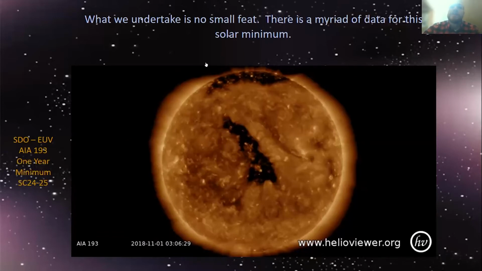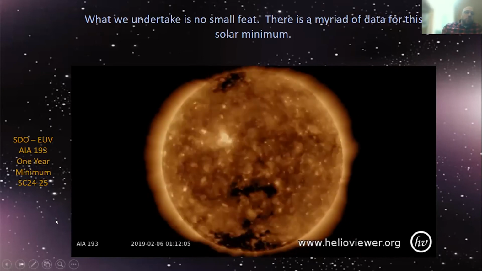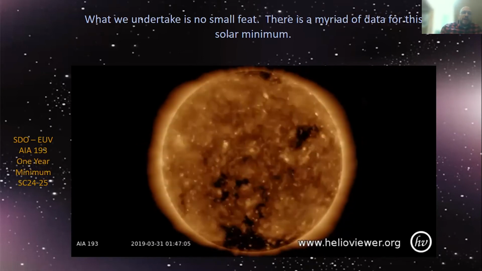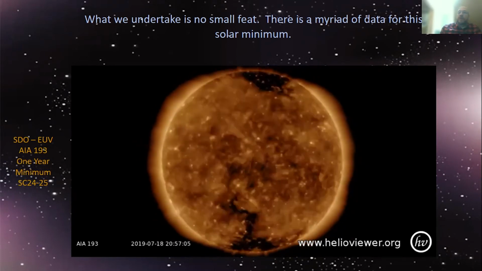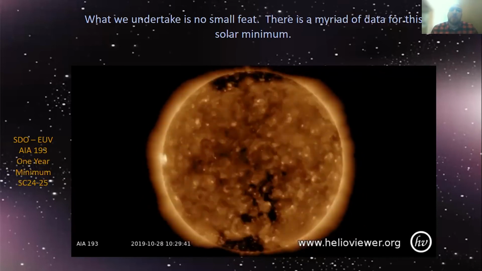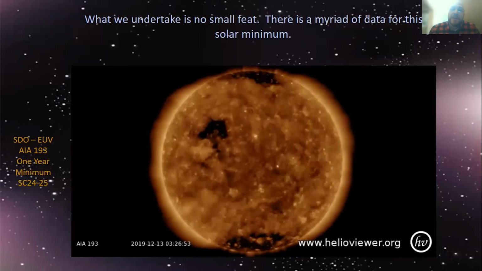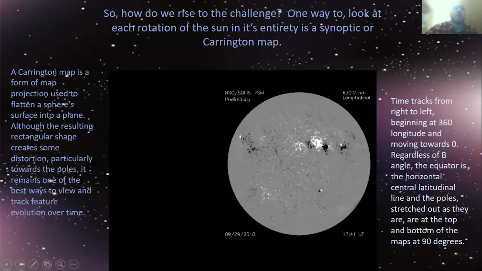So what we undertake is no small feat. There is a myriad of data for this minimum, as I said, and this SDO EUV data, AIA 193, is just 1 year of one type of data for solar cycle 24 and 25. You can see there are recurring low latitude coronal holes. And I'd say that is the thing that characterizes this minimum the most, a large number, and in some cases, large area low latitude coronal holes.